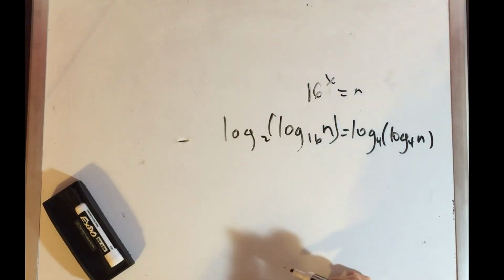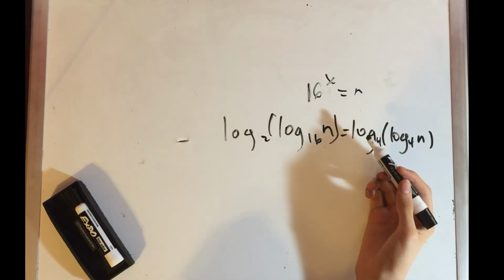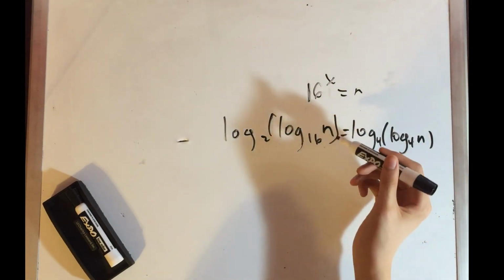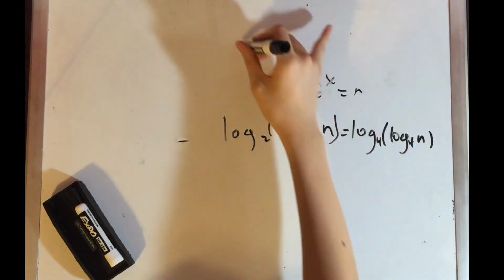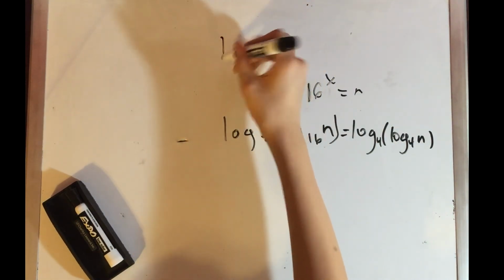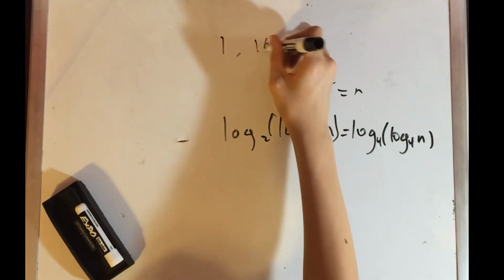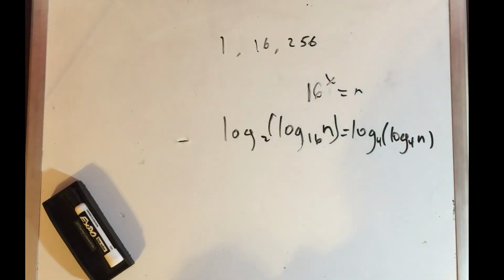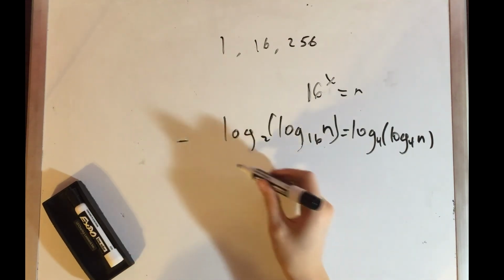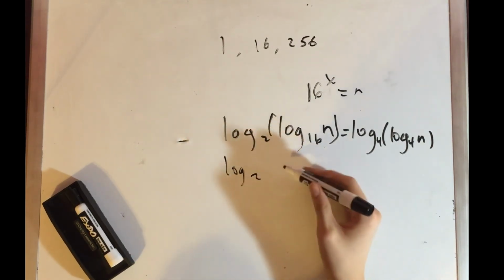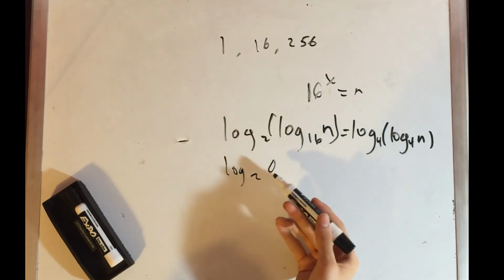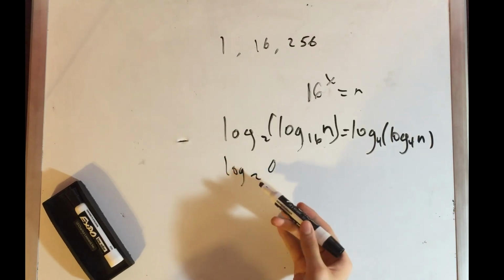So maybe we should just try some powers of 16. The first power of 16 is going to be 1, the second is going to be 16, and next is going to be 256. Let's start by testing those. So log base 16 of 1 is going to be 0. But you can see that this already doesn't work. You can't have log of 0.